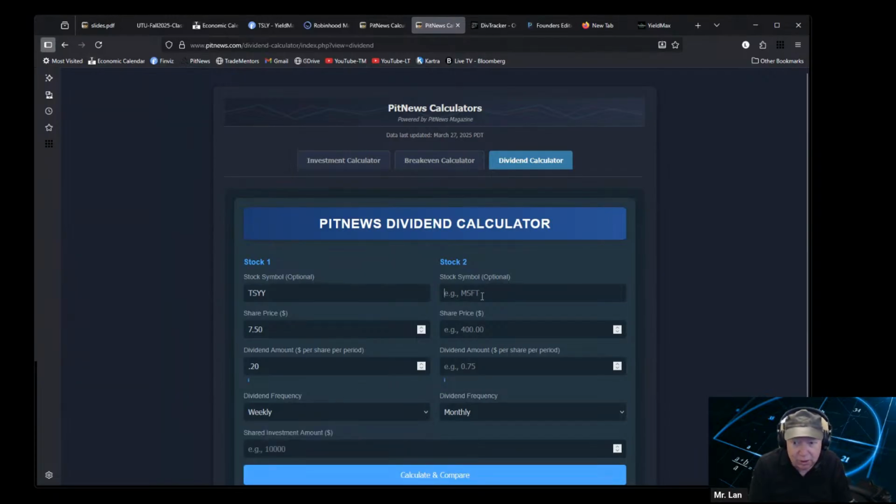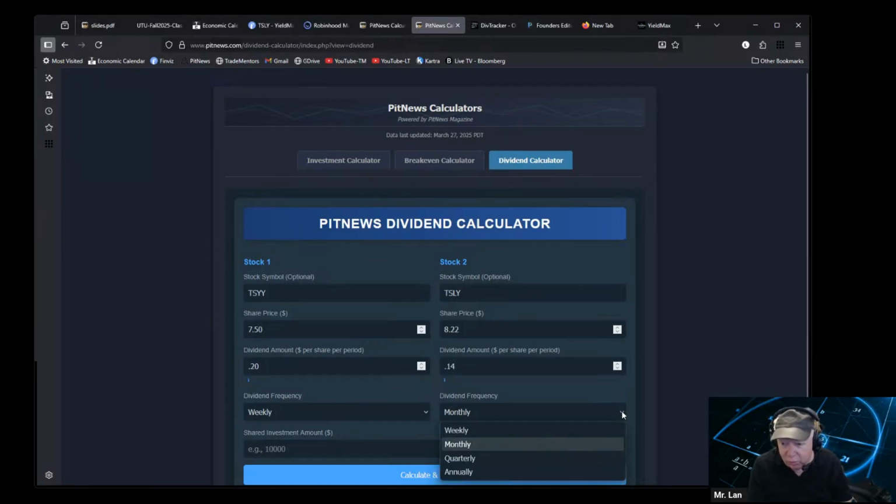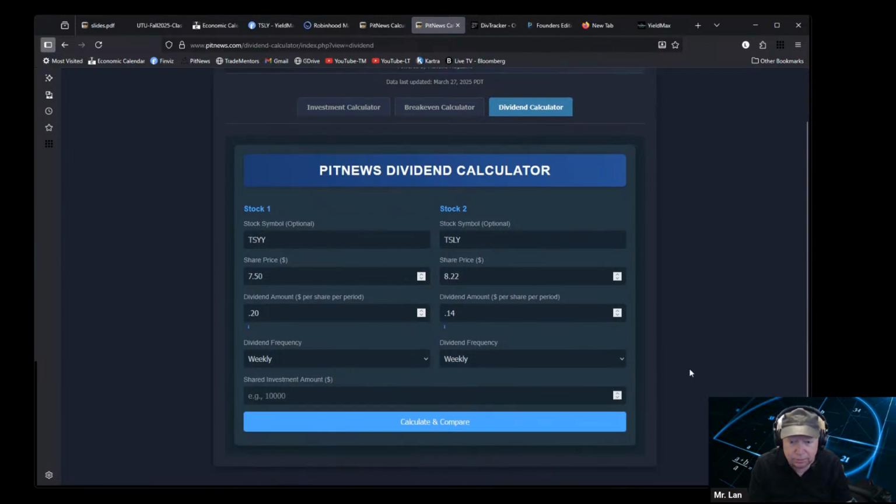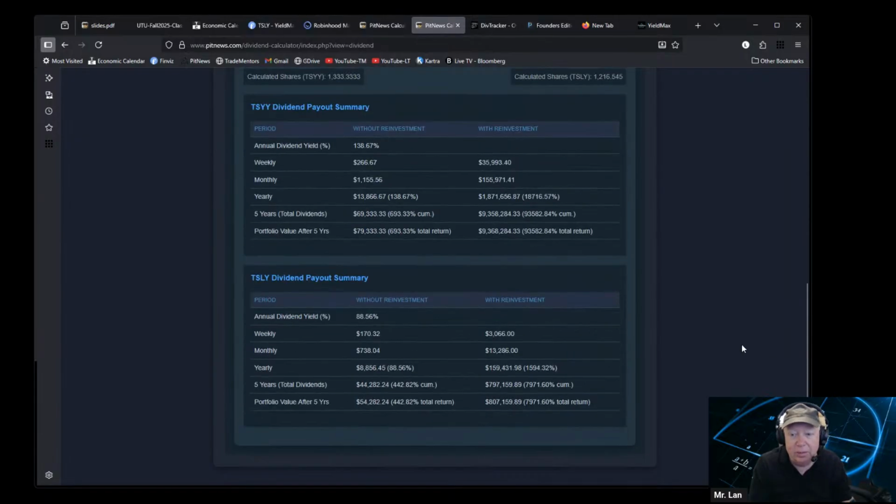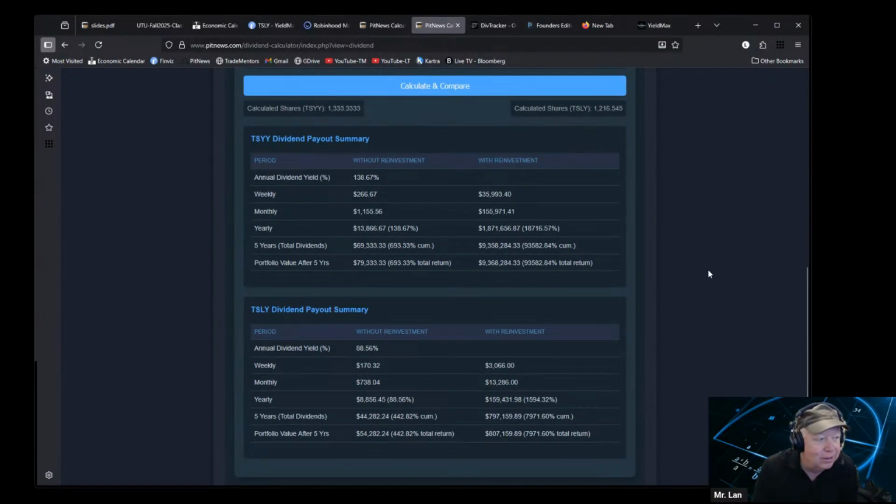Now we're going to come over here and put in TSLY, and the share price is 8.22, and the dividend is 0.14. And it's paying out weekly as well. All right. And we're going to put in $10,000 and calculate. So now you can come down here and see those two comparatively. See how cool that is? This is a free calculator for you guys. All right. So we're going to come in here and it's 138.